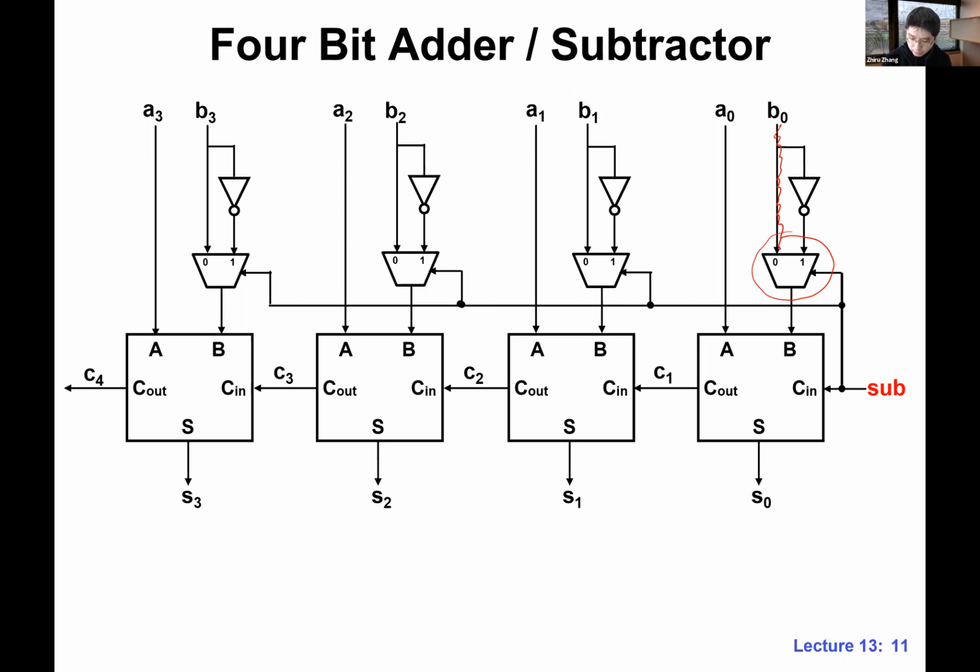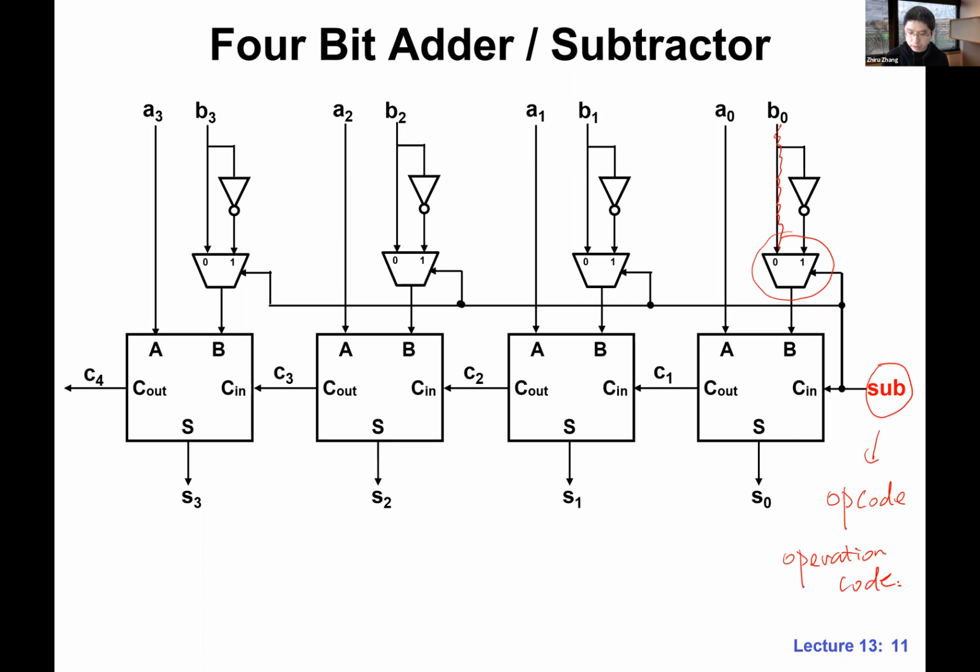And we have this select signal. This is a so-called opcode, or operation code. This sub is basically a 1-bit signal that's included as part of the input. If this is 1, we are doing subtraction. If the sub is 0, we are doing addition. As simple as this.